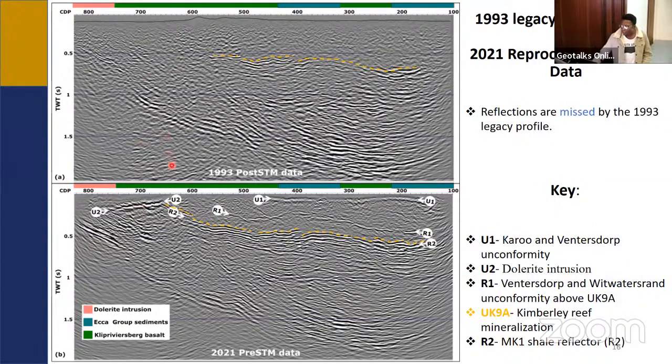So much so it also missed the dolerite intrusion, which is the sill that complicates mining. So now if you go mine there using information from this only, you wouldn't be aware that there's a dolerite sill there that would complicate mining.